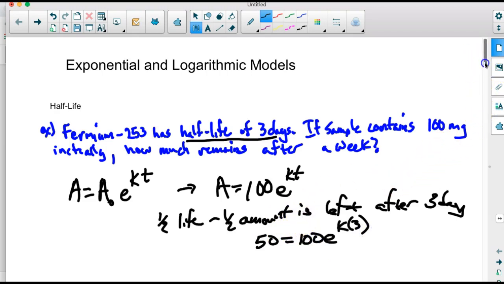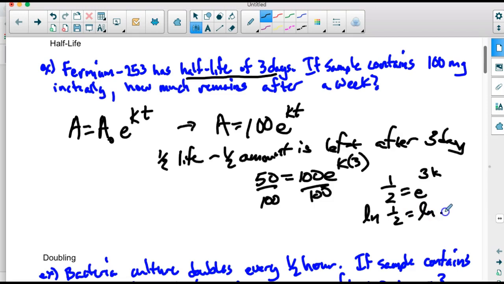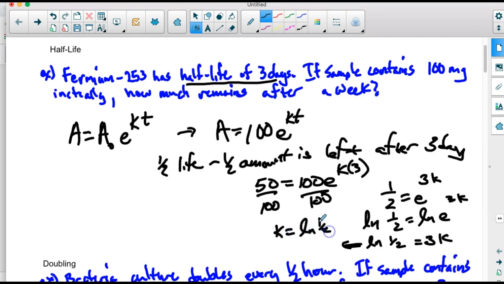Okay, to solve that, we first divide by 100. So it's going to be 1/2 equals e to the 3k here. And then what we're going to do is take the natural log. Since it's e, I'm going to take the natural log of both sides. Natural log of 1/2 equals natural log of e to the 3k. And we have a rule that says that this is an inverse. Therefore, that's just going to be 3k equals ln of 1/2. So we're going to take that ln of 1/2 and divide it by 3 to get k. So k is equal to ln of 1/2 divided by 3.